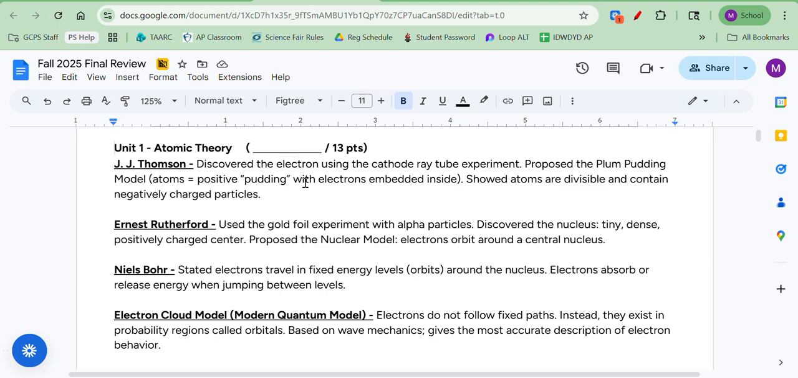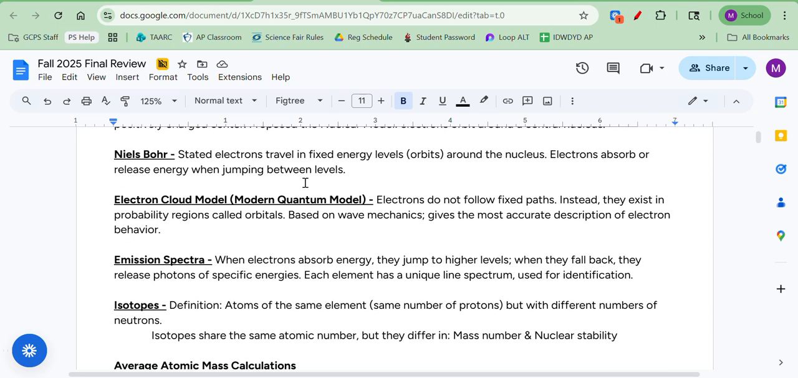until Niels Bohr came on a couple of years later and gave us our first model that specifically talked about the electron. So he stated that the electrons were going to travel in fixed energy levels, aka orbits, around the nucleus, and that if an electron wanted to move between those orbits, it would need to absorb and release energy when jumping and falling.